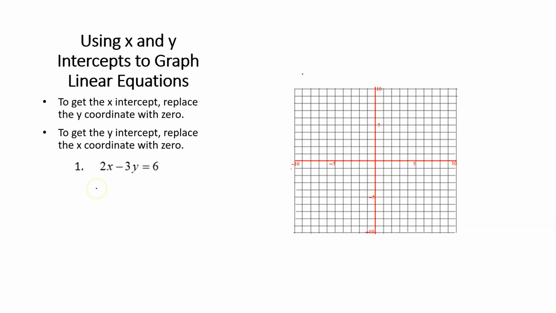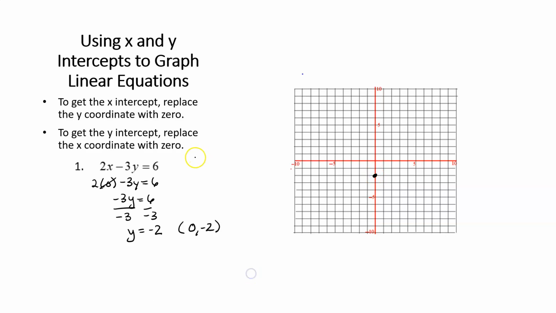So first, let's get the y-intercept. We're going to replace y with 0 and solve. So we're going to divide by negative 3 here. So my y-intercept is negative 2, or the point 0, negative 2. So we're going to plot that right there.